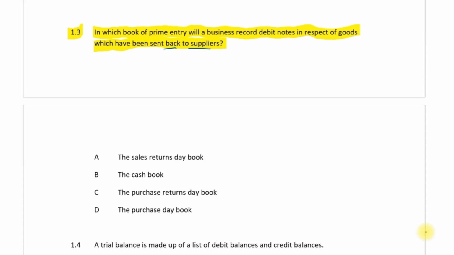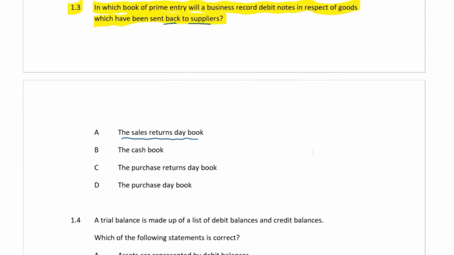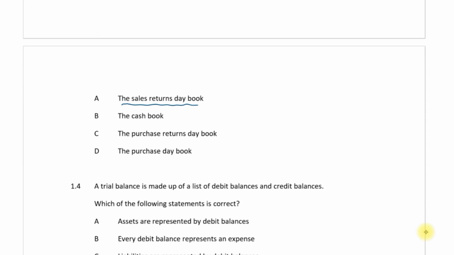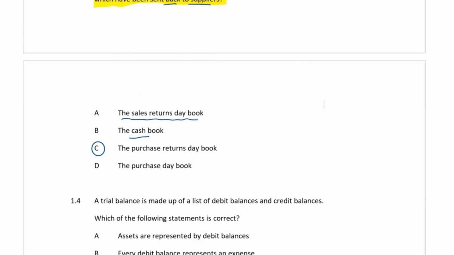So we are being given options, as options are given all the time. A, is it going to be the sales returns day book? The sales returns day book, no, because it's not a sale on our part, but it's a purchase. So we're actually just looking for purchase. If you go through the answer, cash book, obviously no. The purchase returns day book, correct. This one is the answer, because we purchased, as we are told.